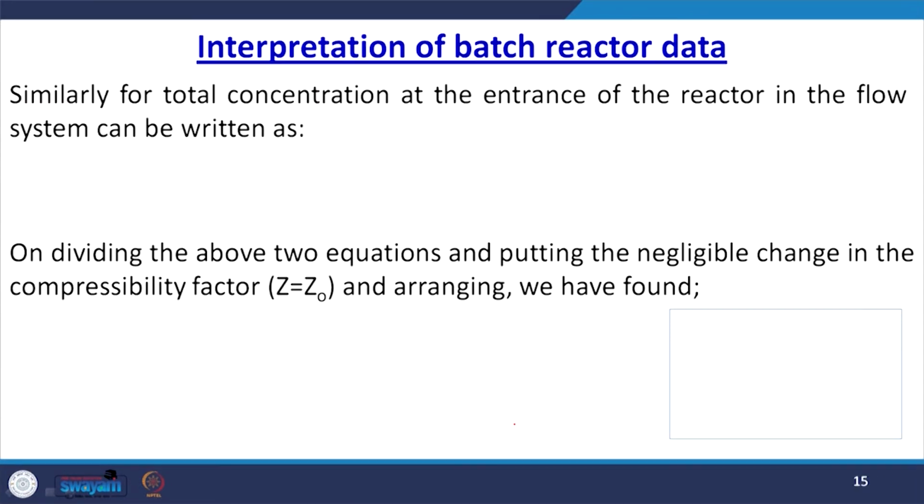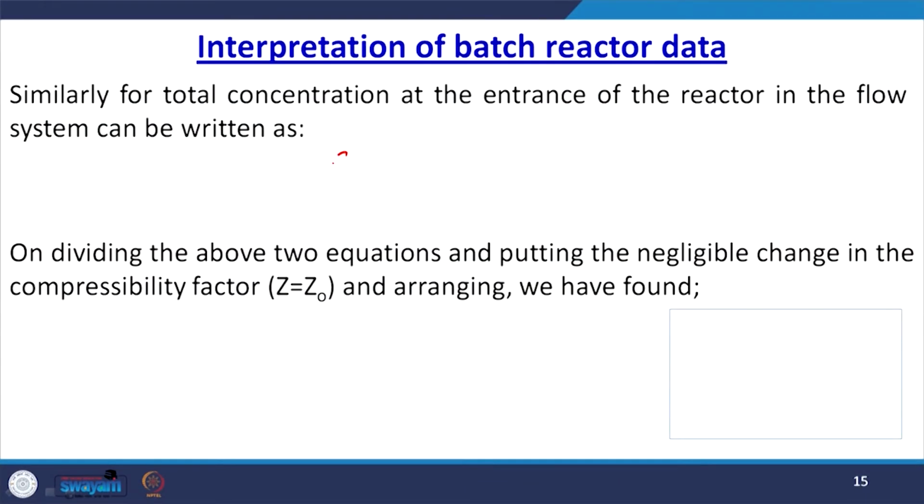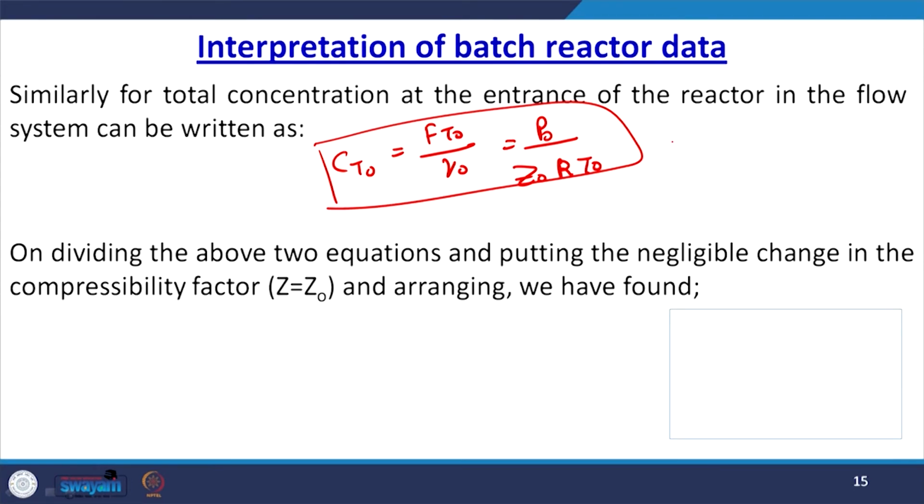Now similarly, the total concentration at the entrance of the reactor in the flow system, you can write like this, because at the entrance of the reactor, some of the concentrations may be put as 0 or not. So we can write the total concentration at the entrance of the reactor Ct naught is equal to Ft naught, or P naught upon Z naught R T naught. Let us refer to this particular equation as equation number 2.